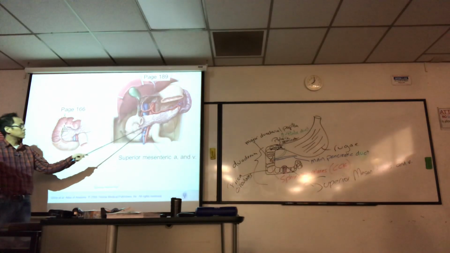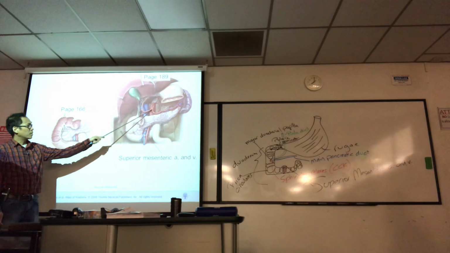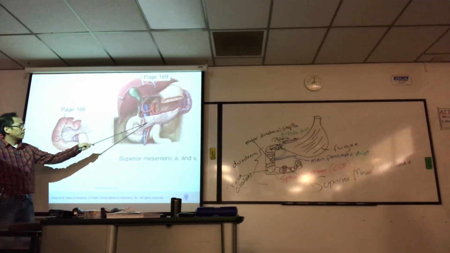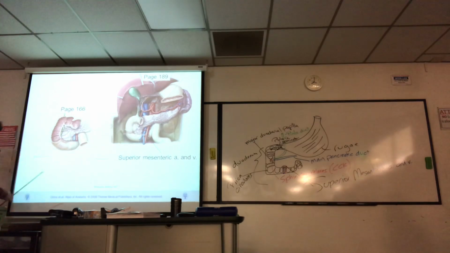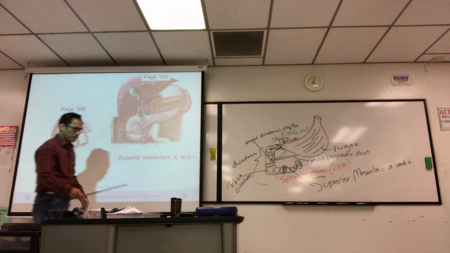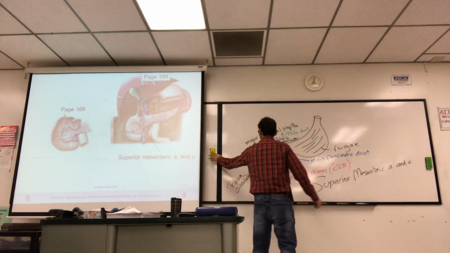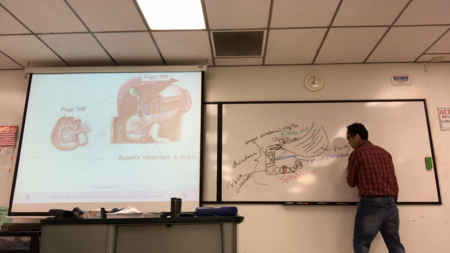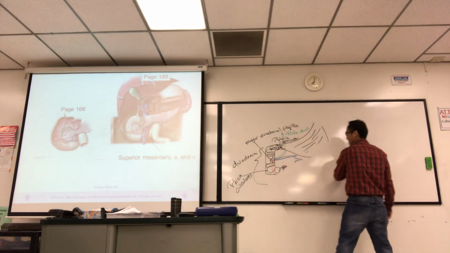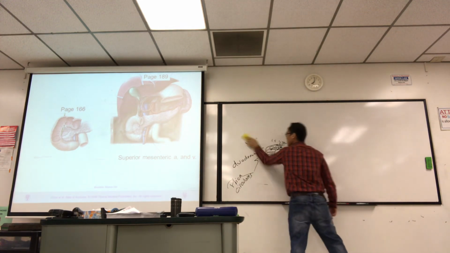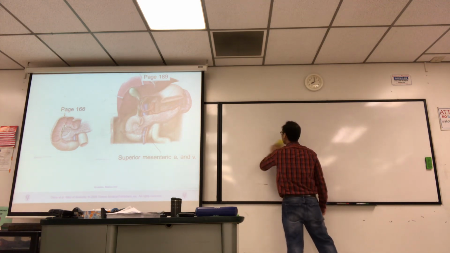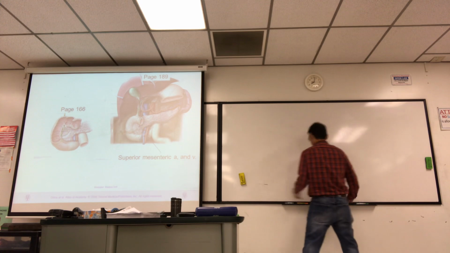Okay, this picture also shows another blood vessel we got to talk about, all the branches of the celiac trunk. We'll get there. Okay, but for now, there's superior mesenteric coming off. It comes off the abdominal aorta. So I'm going to erase this. Here's abdominal aorta.